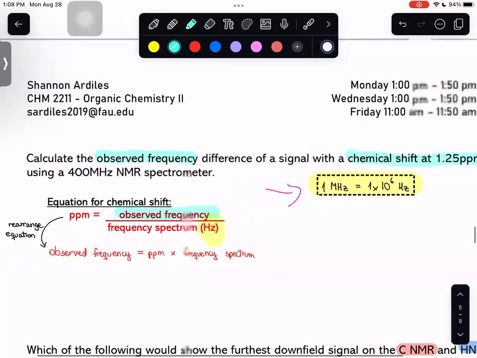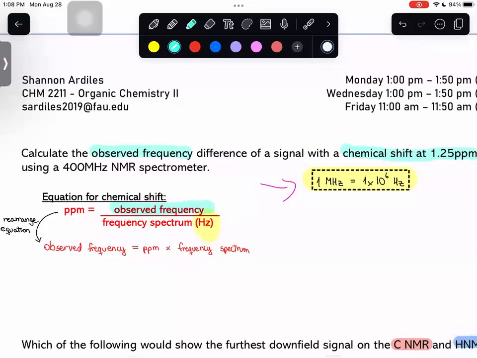And then last one, it says that we're using a 400 megahertz NMR spectrometer. Again, very important. So now we have two numbers and we just need to find one more and that's it. So now this is the time where you're just gonna plug in the numbers. So in this case, remember, we're trying to find the observed frequency. And now let's just plug in the numbers.